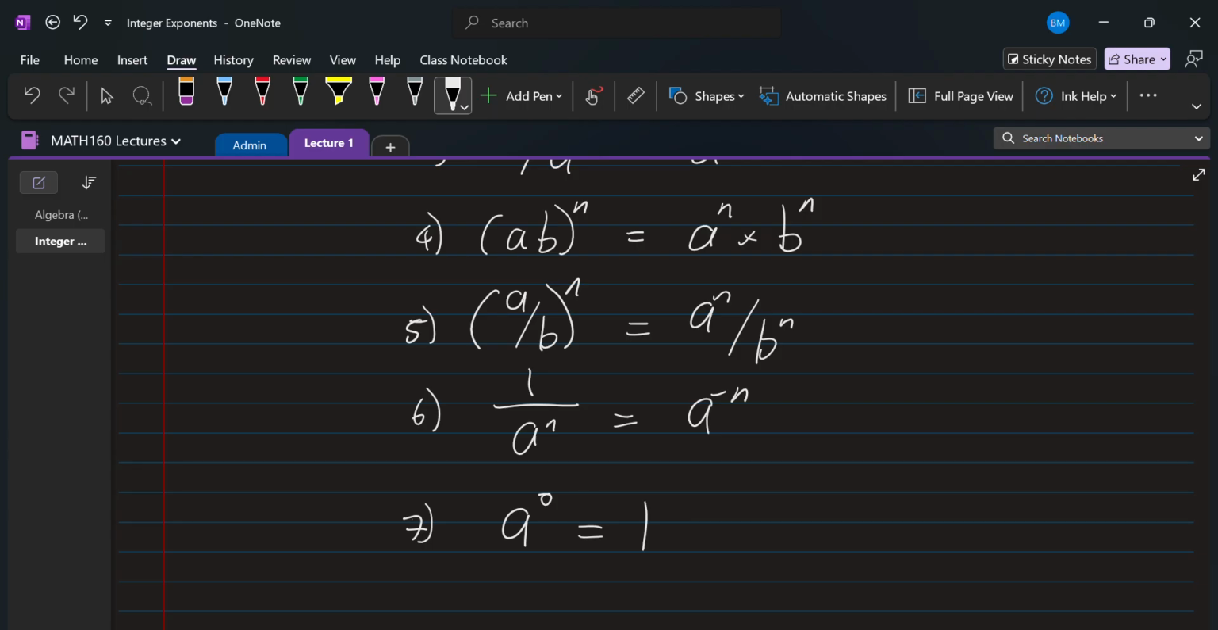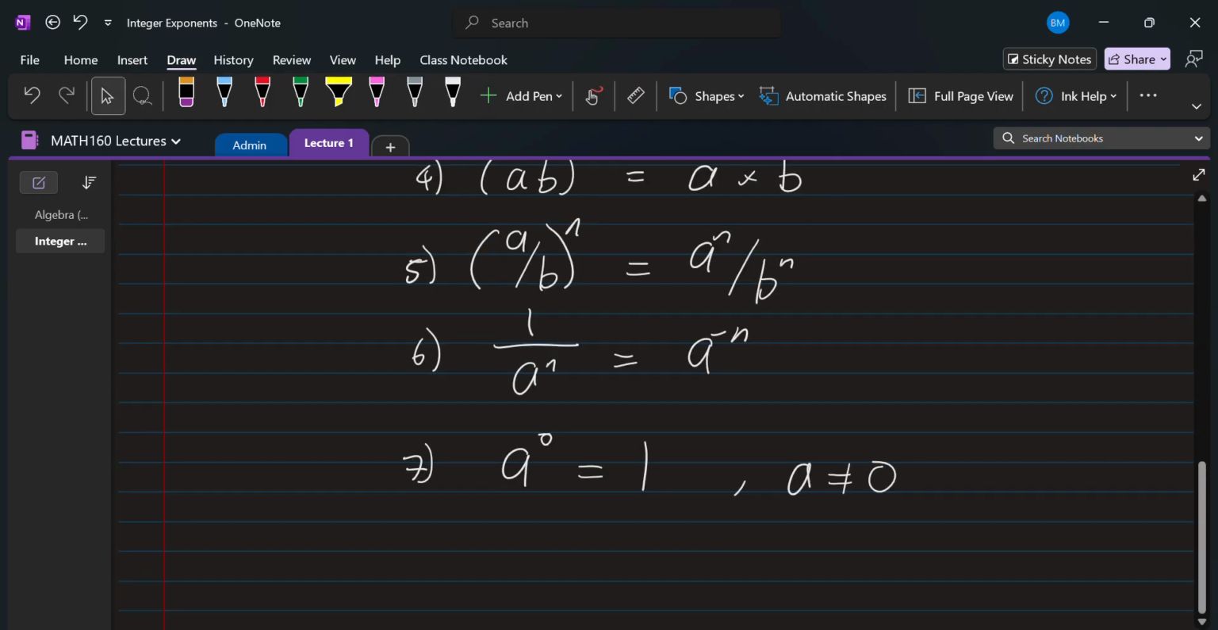Okay, 7. If we have a to the 0, this is going to be 1. Cool. But here, a cannot be 0. So 0 to the power 0, that's undefined. You can't do that. So if a is anything else besides 0, then we have this. So on the side, we just write a is non-zero.